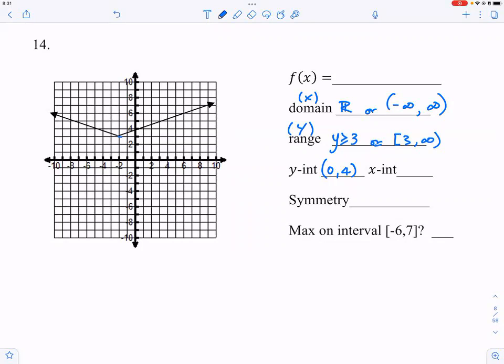X-intercept right here, as you can see from the graph, it is none. That's no x-intercept. So you just don't see anything right here.